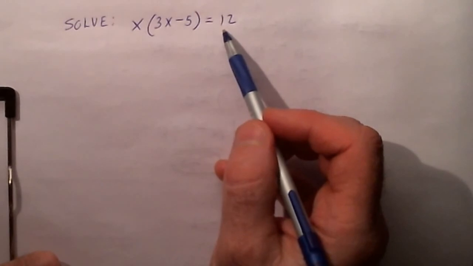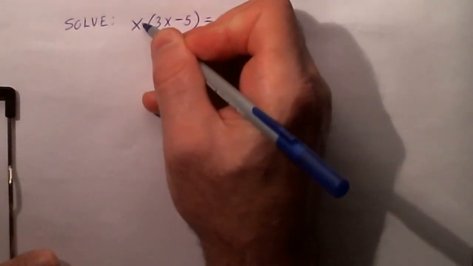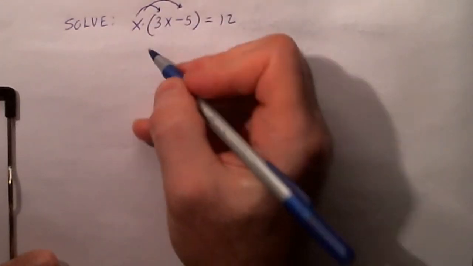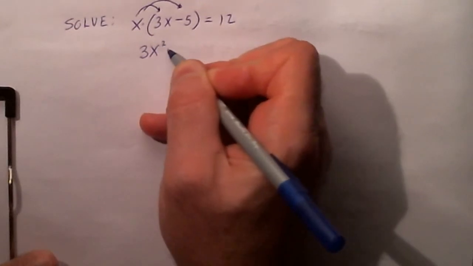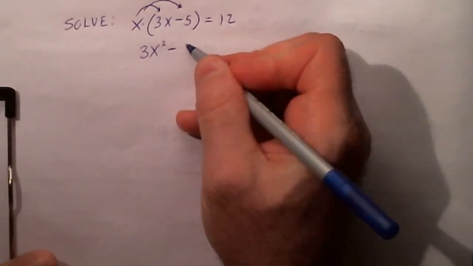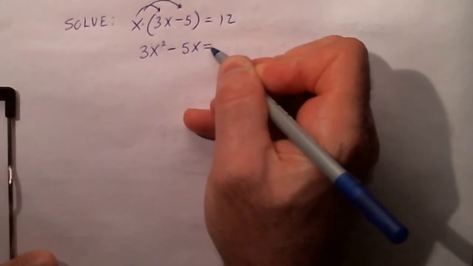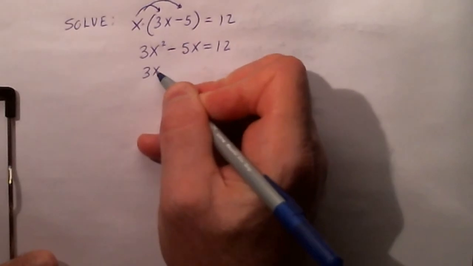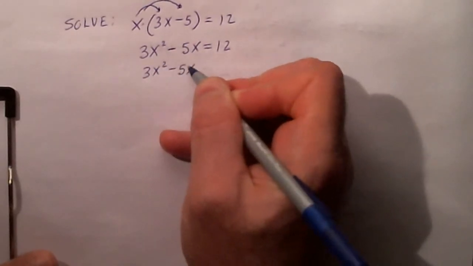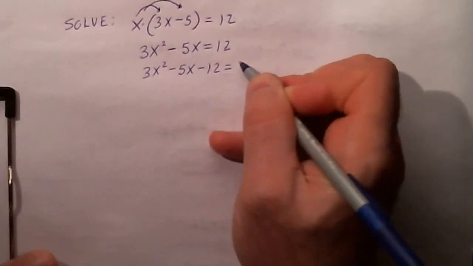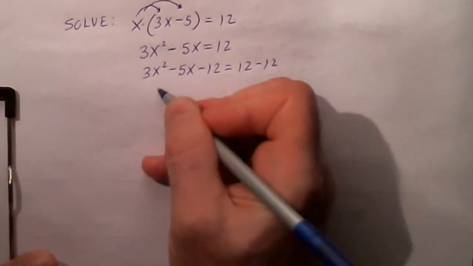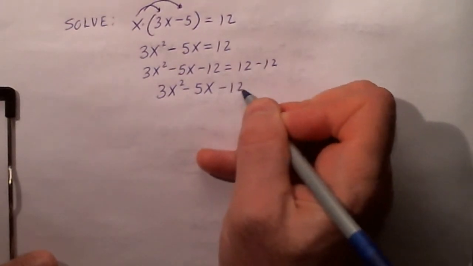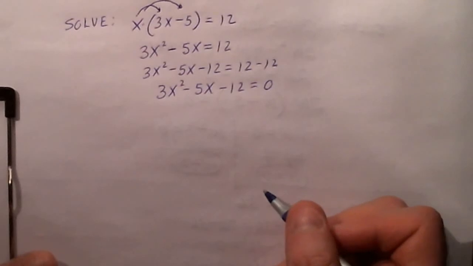But you know what? Before we do that, I'll tell you what. Let's distribute this x inside the parentheses on the left side of our equation. X times 3x is 3x squared. Minus x times 5 is 5x. Now we will subtract 12 from both sides. And now we have our equation set equal to 0.